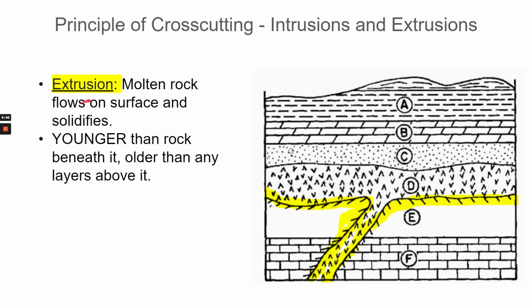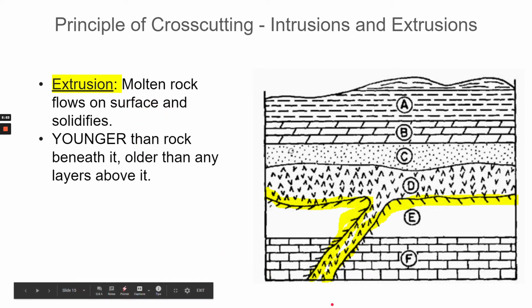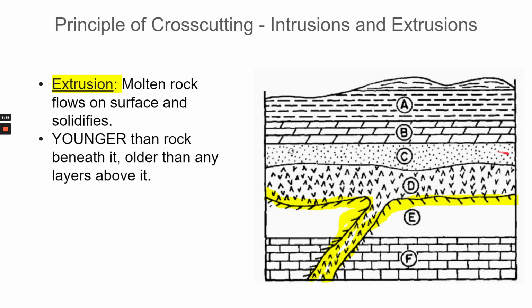Same thing with extrusion. Okay, you have rock on the surface flowing and solidifying. It's younger. Now the way that I can tell this is an extrusion, not an intrusion, is there is no contact metamorphism here. So this top layer made it to the surface as an igneous rock, cooled and solidified, and then layers C, B, and A were deposited above it.